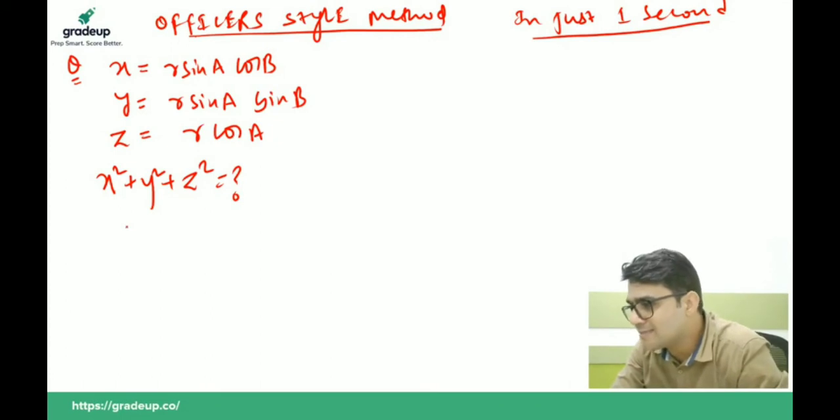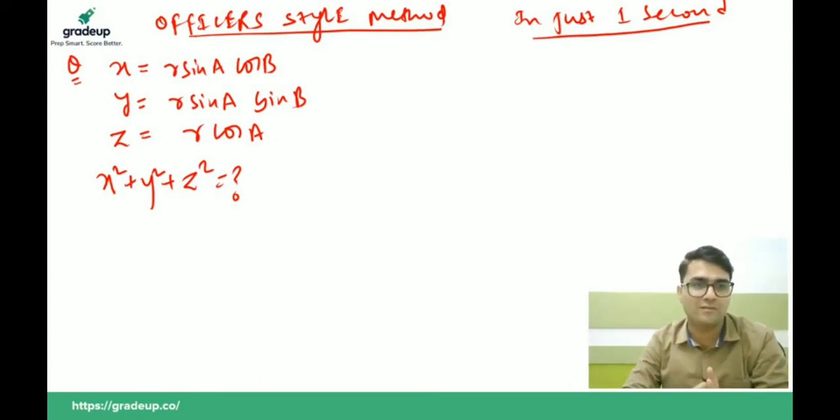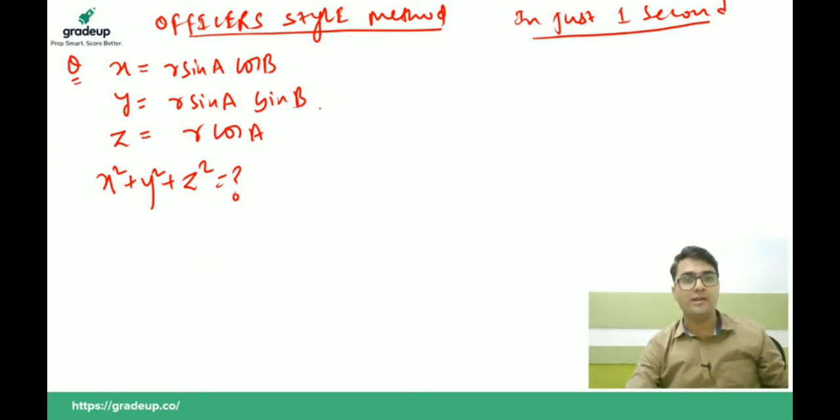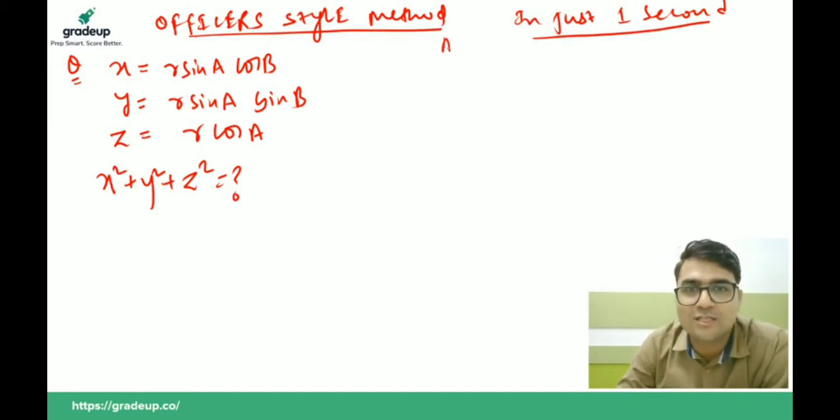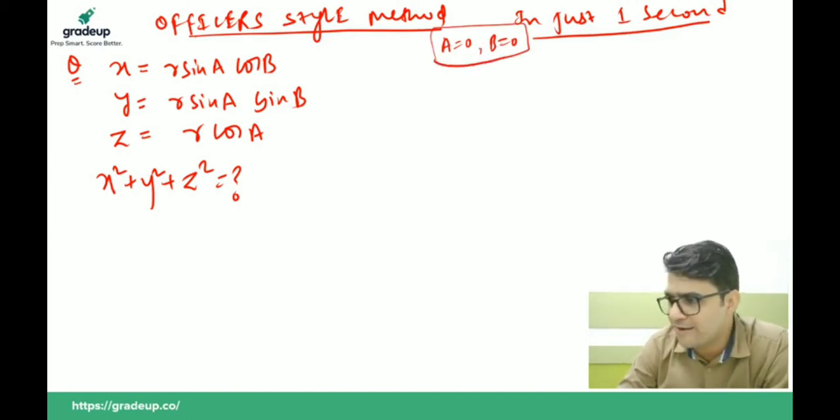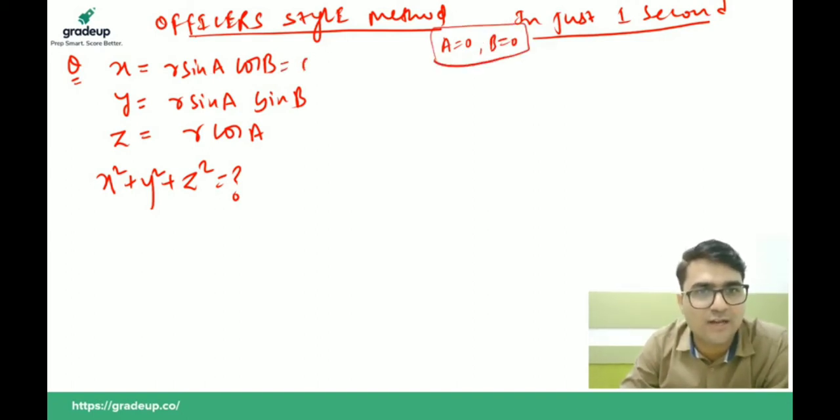Now guys, please listen carefully. Here we are not getting any condition for A and B. So I can put any value of A and B here. Okay, so please put A equal to 0, B equal to 0 here. You can put the value of your choice. Don't worry. You will get sine 0 is what? 0. The next value is 0. Sine 0 is what? 0. Y value is 0. Cos 0 is what? 1. Z is equal to r. Now put these values of x, y, z here. You will get 0 square, 0 square, r square. You will get your answer.